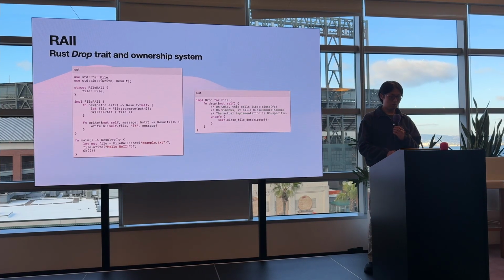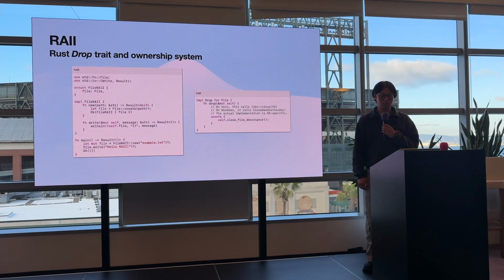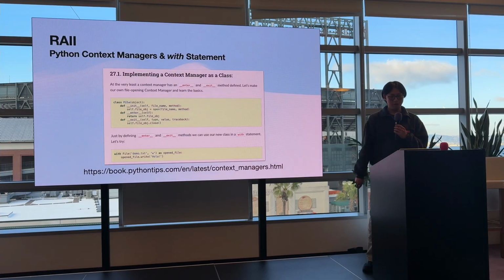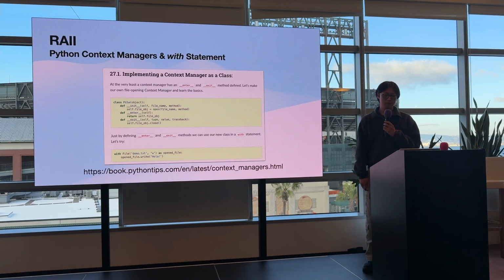Basically you can do the cleanup work if you implement this trait for your type that's managing a resource. And when a variable of your type goes out of scope, this drop function will be automatically called, and the resource will be released.